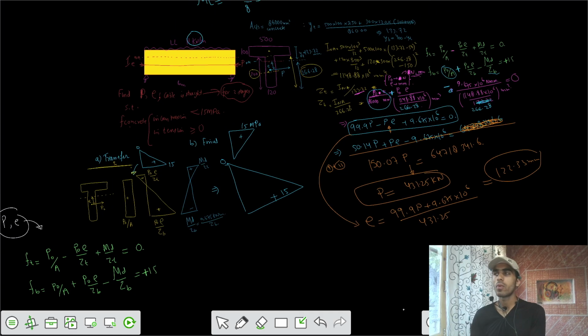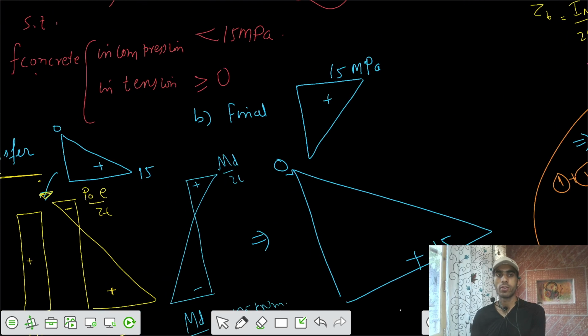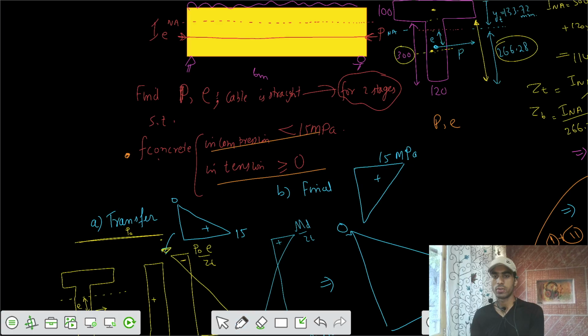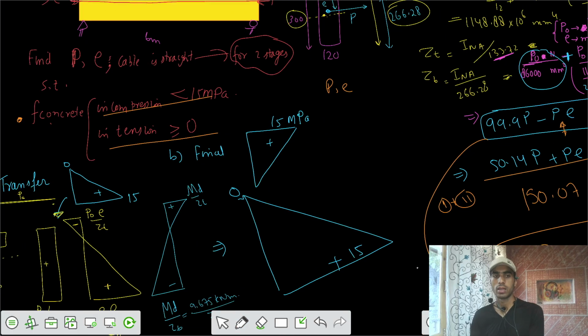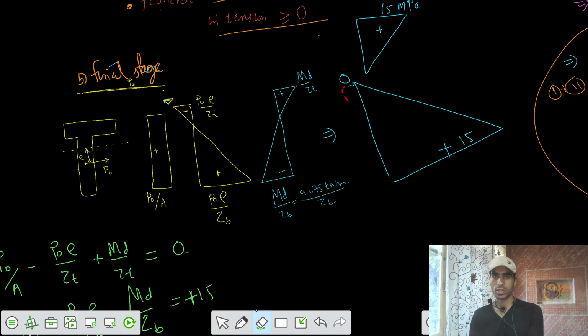Now we got the values of P and E. Now we are going to verify these for the second case. For the second stage of analysis, we are going to verify these values to check whether our stresses are under limits. We need to check for this particular value of P and E whether our stresses are under limits. Let's try to solve that further. I would say your final stage is there, the final stage. So your stresses should be in this way, this is your final stress condition.